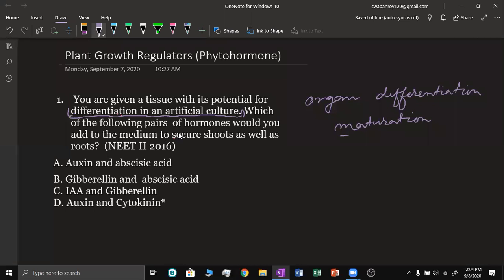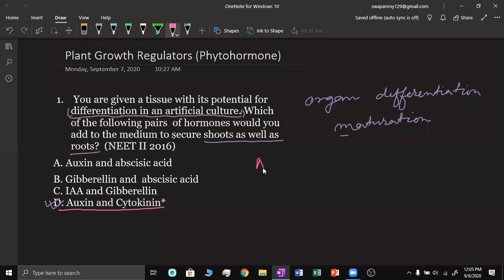So which of the following pair of hormones would you add to the medium to secure shoot as well as roots? Okay, so this is for the shoot and root differentiation. We have to add auxin and cytokinin in a combination, in proper proportion, in a particular ratio that is required. Different plant tissues require different amounts.